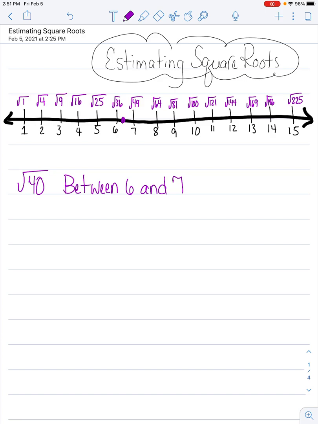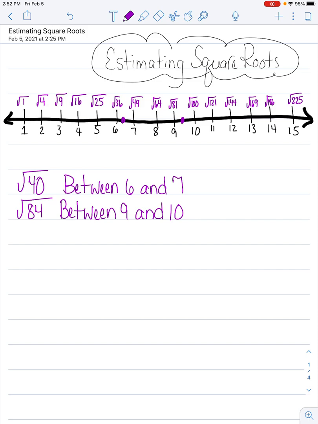Let's try some more. Let's say, what is the square root of 84? So don't look at the bottom numbers yet. Let's look at the square roots at the top, the square roots of perfect squares. So square root of 84. If I look at the top, that's going to be somewhere between the square root of 81 and the square root of 100. So I would estimate the square root of 84 to be somewhere between, now let's look at the numbers at the bottom, 9 and 10. That's where the value is between those two whole numbers.